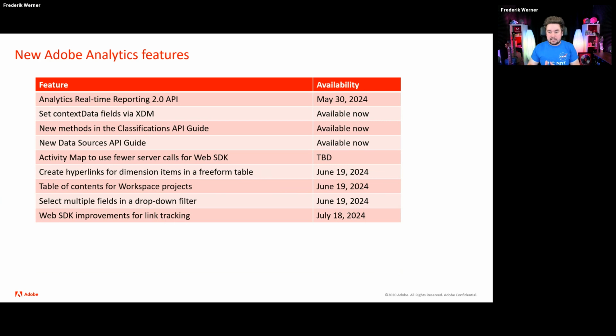We have some new methods in the classifications API guide, also new documentation that's been released. Also new data sources API documentation, which is always super cool to have. And then you can see 2 line items on this page already. So for activity map, there's fewer server calls, already mentioned quite some time ago, but then we also have some improvements for link tracking. So Adobe's really trying to make some of the old functionality work as well, where we save on extra requests that are sent to Adobe servers because we bundle them and then we just send them in batch, which is pretty cool.